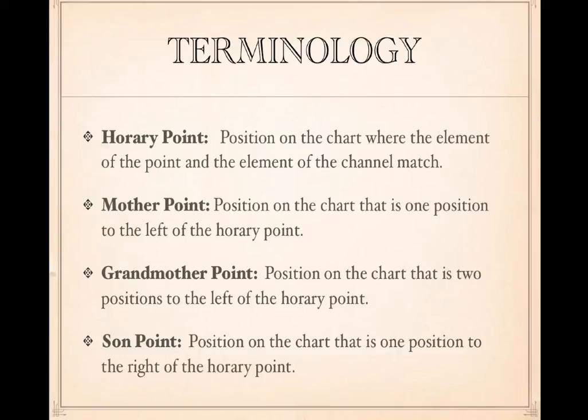The grandmother point is actually 2 positions to the left of the Harari point, and then the son position is 1 position to the right of the Harari point. So it's very important that you can quickly identify Harari points on the chart. Okay. Again, if you didn't quite understand mother, grandmother, and son, don't worry about it too much. We're going to work with visuals later on in the presentation so that it's all clear.